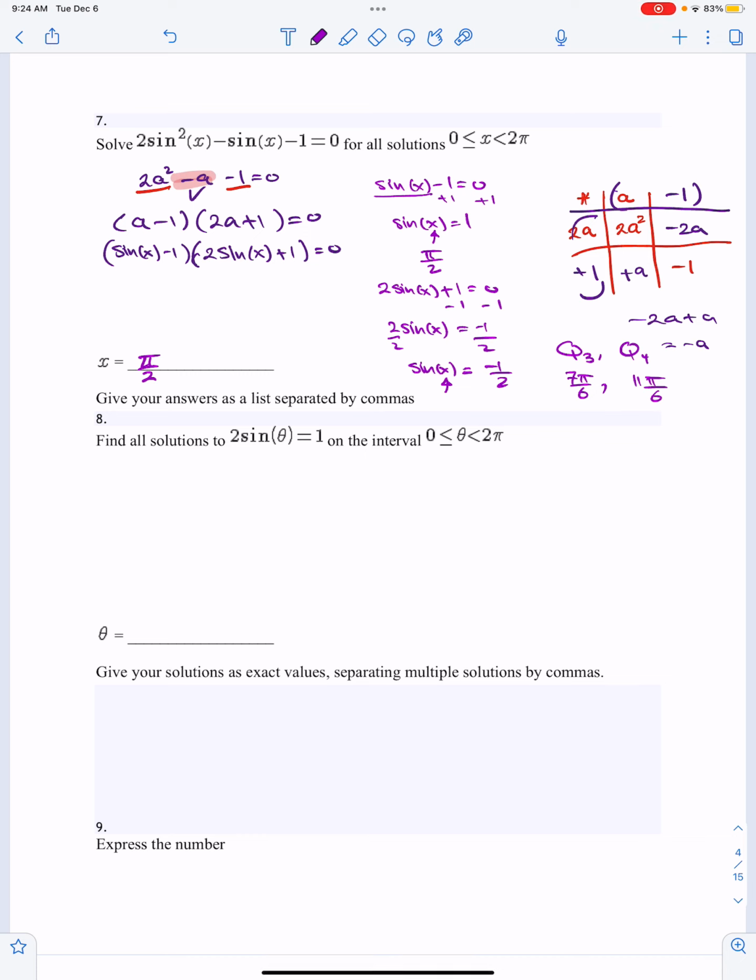And the reason I'm doing that in radians is because it gave me radians here, so it wants the solutions to be in radians. So 7 pi over 6 and 11 pi over 6, and I am done.